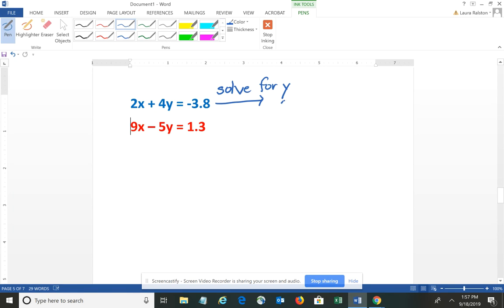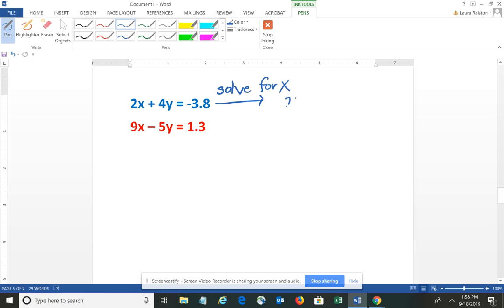Okay, so I have 2x plus 4y equals negative 3.8. To solve for y, that means I want to get y by itself. So I'm going to subtract 2x from either side, and I realize I've just messed up again. I'm going to wind up with a bunch of fractions. So if you realize you're going to get fractions, you might want to rethink it. So I'm going to rethink it here again. Okay, and I'm going to get it right this time. So I'm going to solve for x.